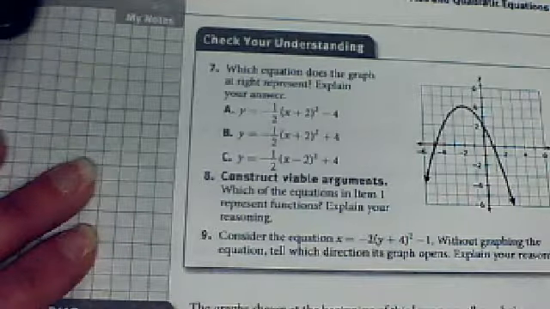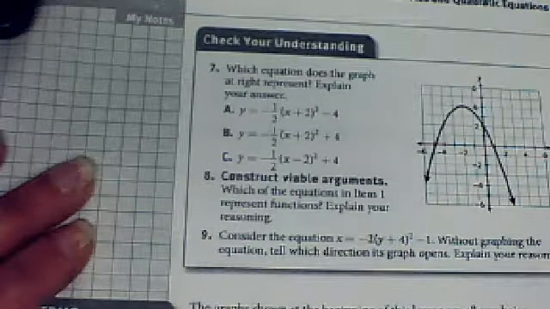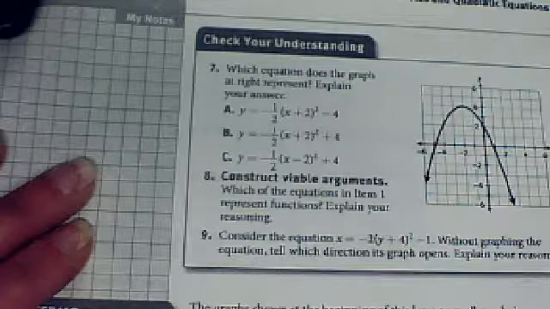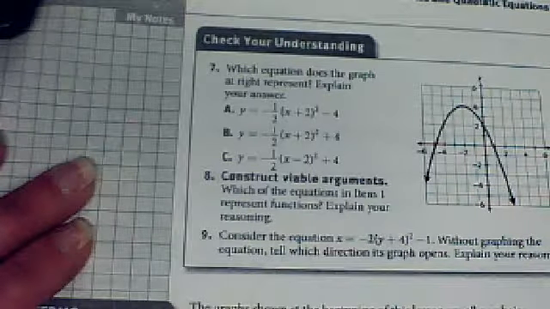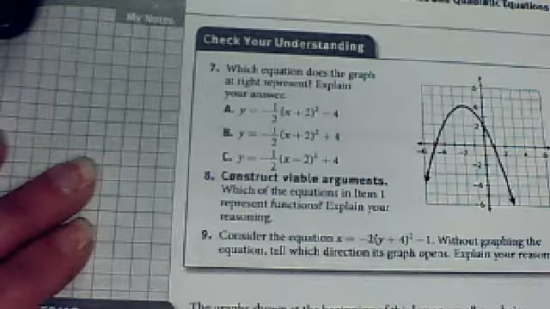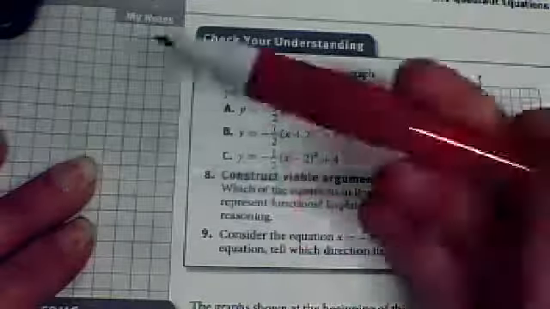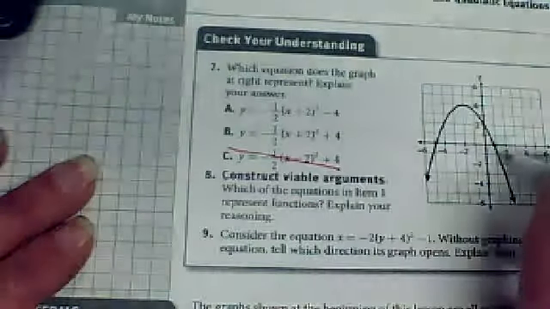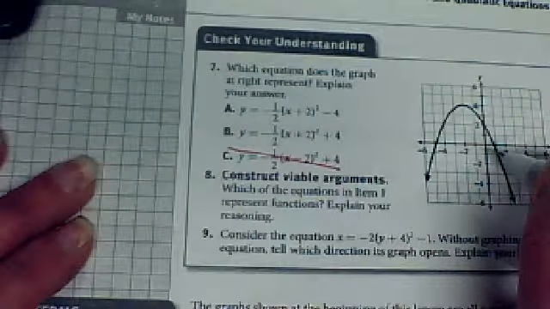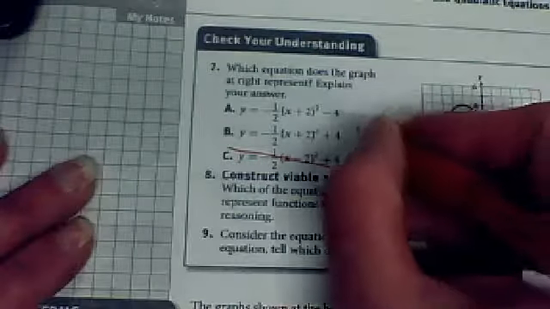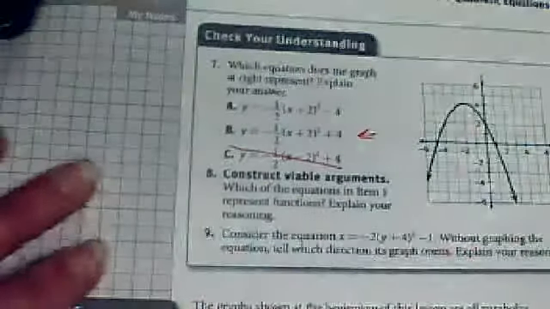So let's see who can remember left 2 and up 4. If I'm moving left 2, what's going to be inside the parentheses? Right, it's x plus 2. So we've already eliminated this one. Up 4 would mean we add 4 at the end. So that's the correct one.